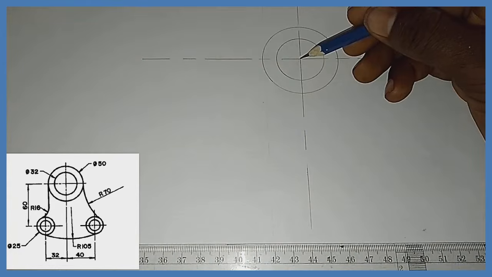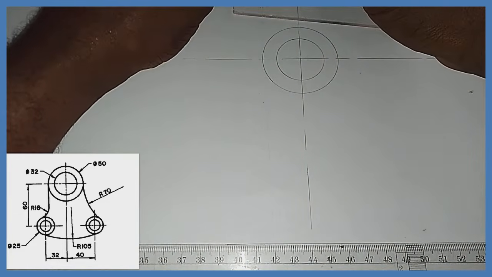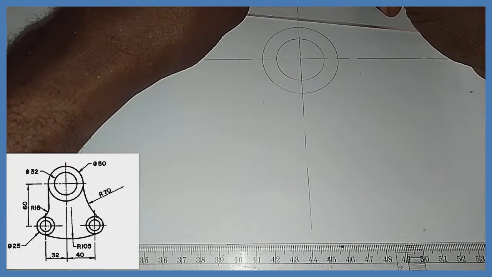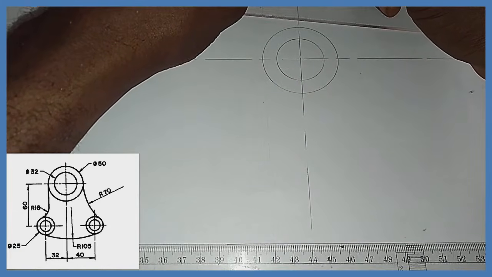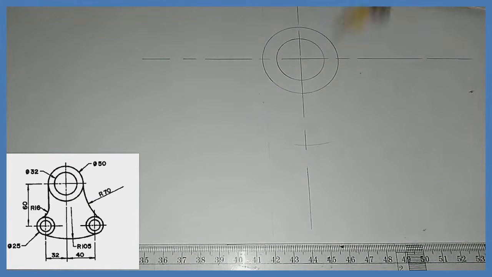From the midpoint of this circle downward, we have a mark of what? Mark of 60. Yeah, mark of 60. With my compass and ruler, I measure mark of what? 60. So with that mark of 60 from this midpoint, I strike an arc in this manner.